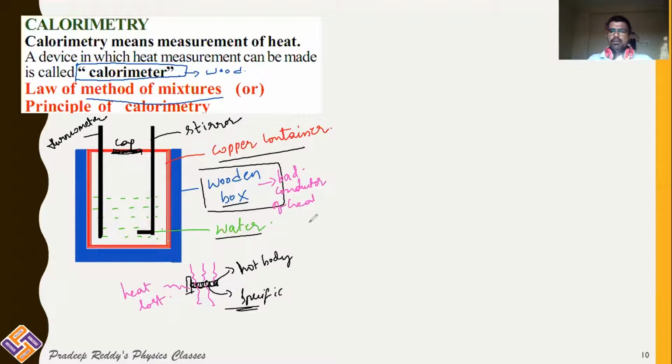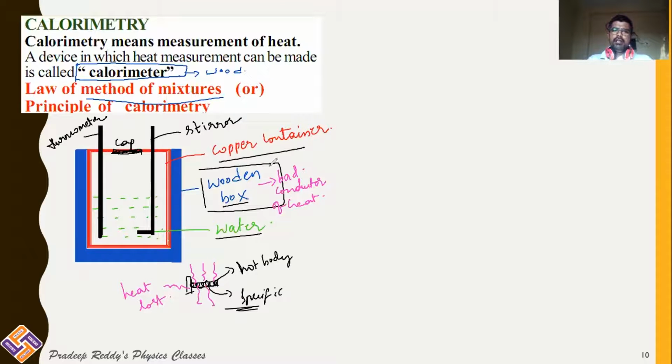Wood is a bad conductor of heat energy. So once you place any material inside this calorimeter, it cannot lose its heat energy to the surroundings, because this is a wooden box. A wooden box does not allow heat energy to pass from inside to the outside or outside to the inside. So you can accurately measure how much heat energy that substance has. That's the reason why we take a wooden box.